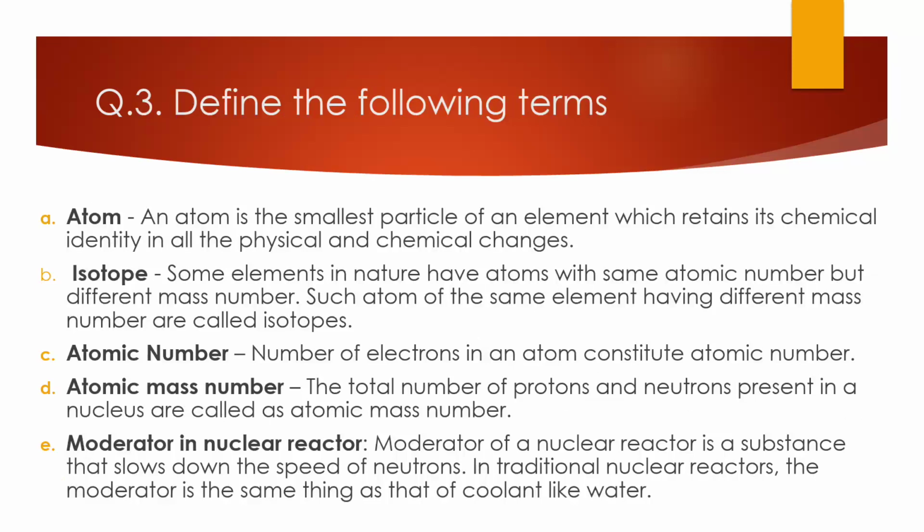Atomic number: the number of electrons in an atom constitutes the atomic number. Atomic mass number: the total number of protons and neutrons present in the nucleus is called the atomic mass number.